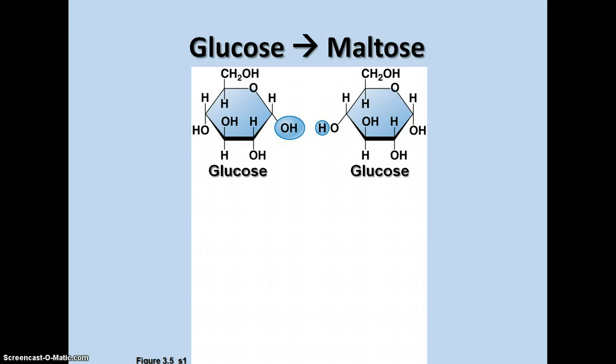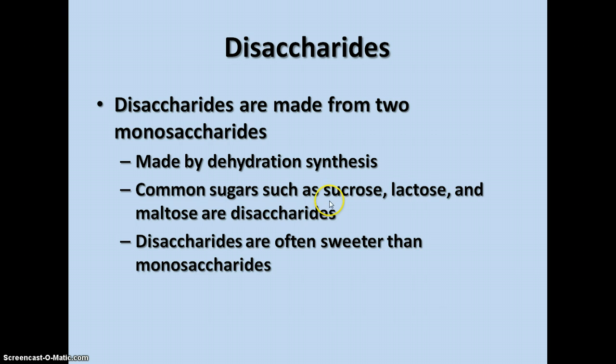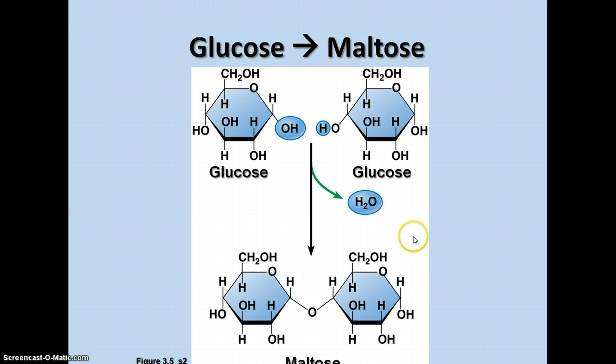This shows the process of two glucose molecules being added together or joined by dehydration synthesis to make maltose, which is a disaccharide. So here we have the two glucose molecules. Notice we have a hydroxyl group on the end of this one and a hydroxyl group on the end of this one. We're going to take the hydroxyl from this one and the hydrogen off of the hydroxyl group on this one and join those together to make water.